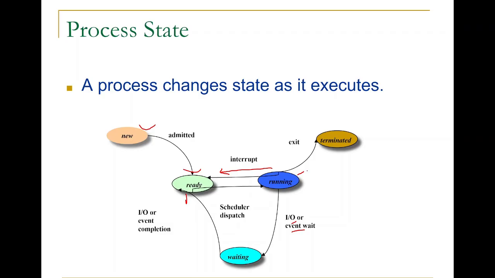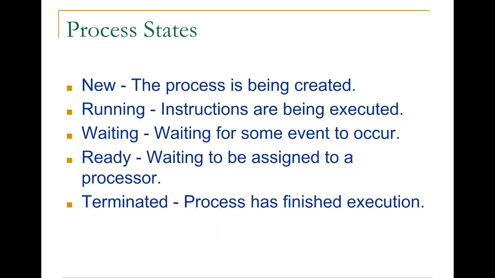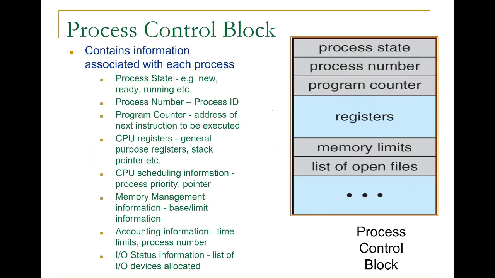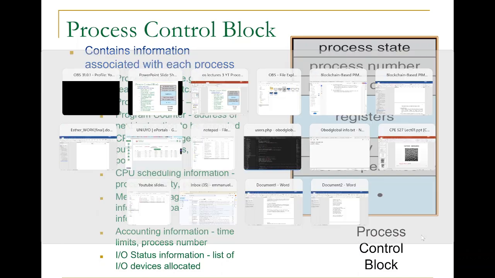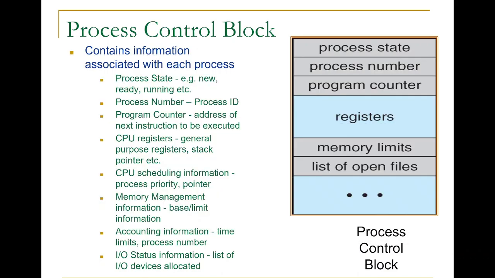Then once it's through, it exits the system, and we call that the terminated state. It has left the system. So those are the different states: new, running, waiting, ready, and terminated. Let's look at the process control block.